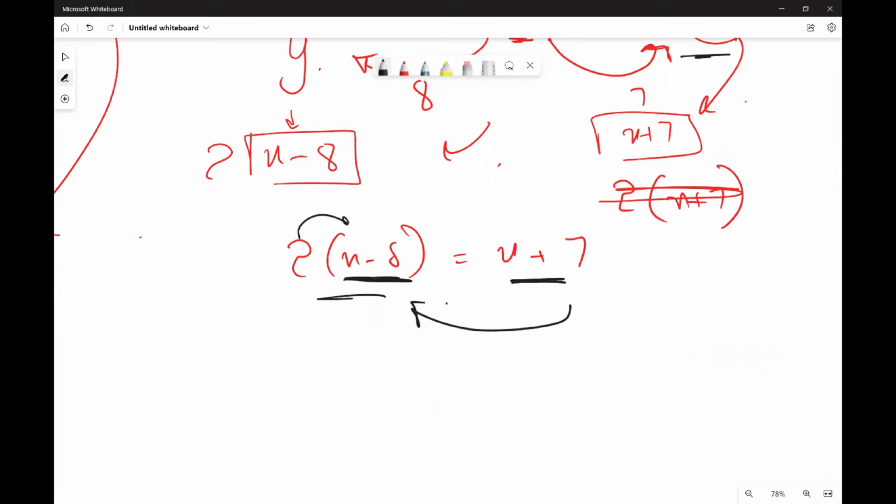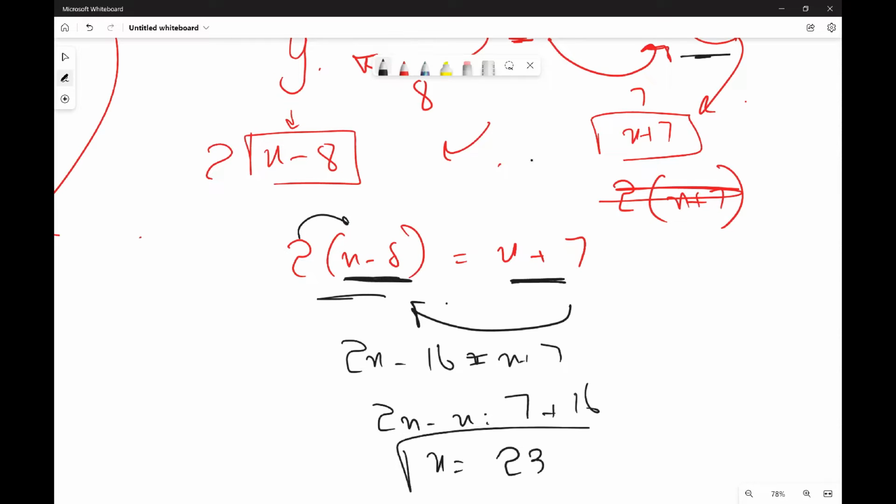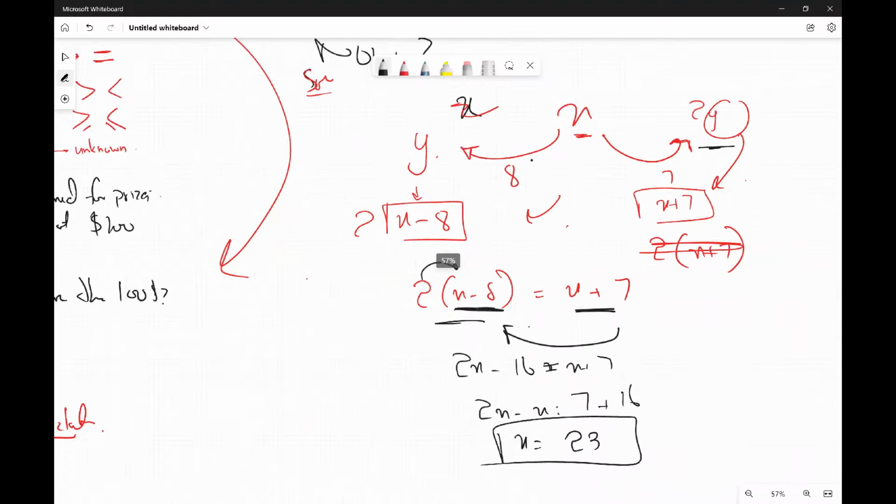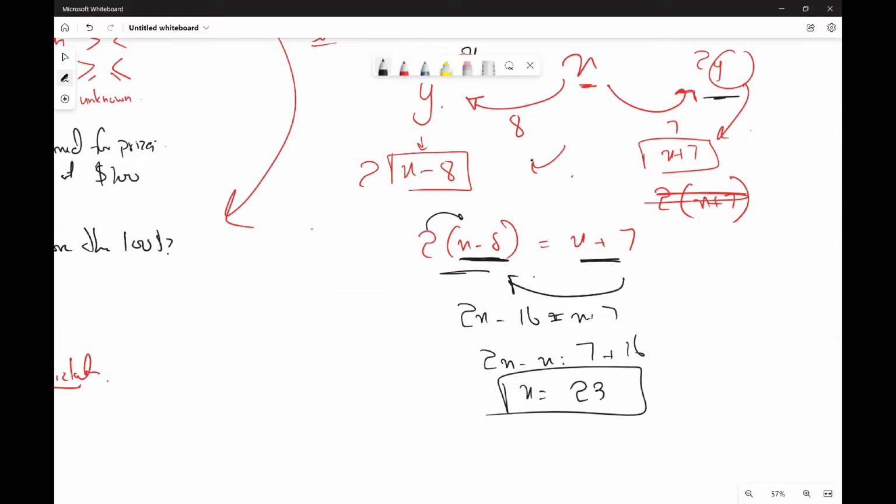नाउ सिंप्लीफिकेशन. 2x minus 16 is equal to x plus 7. 2x minus x is equal to 7 plus 16. X is equal to 23. So Erin is 23 years old now. This is how we're going to solve this question.